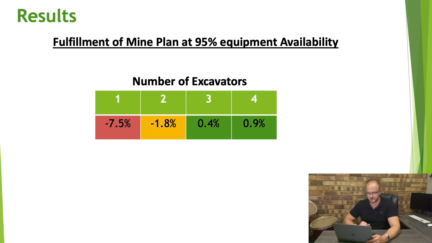And we can see from this little table that as soon as we get to 3 excavators, we start meeting our plan. And whether we do 3 or 4, right, that's buffer capacity that we can install inside the mine.